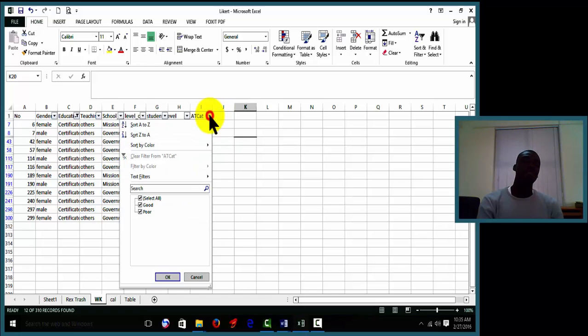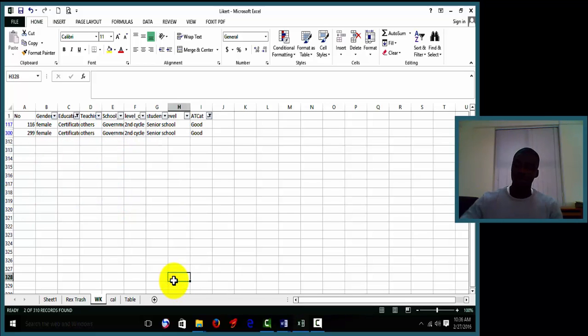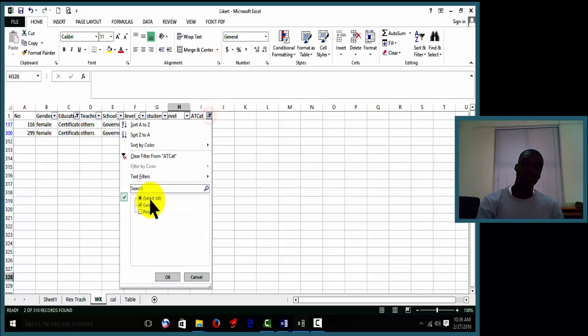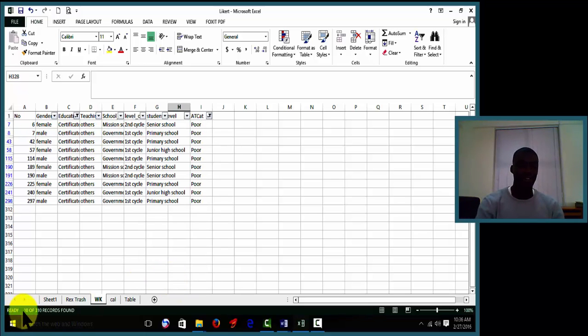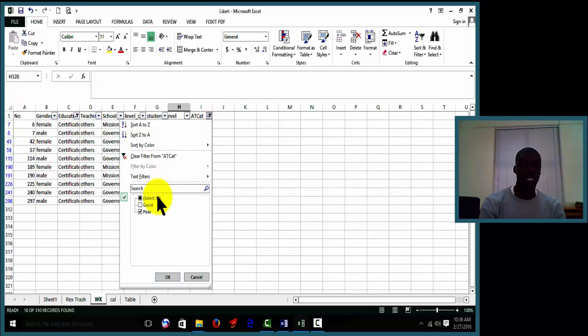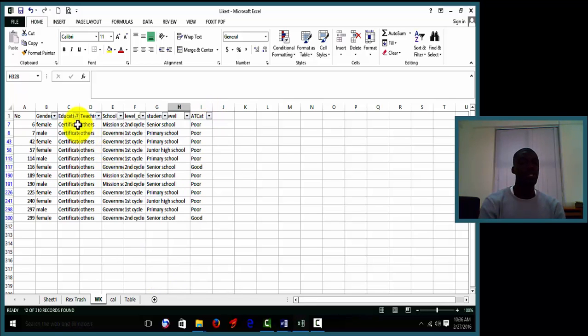It's clear that even from the look of things, there is nobody that had excellence among the people with certificates. Excellent was 0. Then you come to good, you have 2 of them. And then you come to poor attitude, the rest, 10. Always check it from this side. So we have 10. Okay. So we can easily move on with this one quickly and then move on to the next one.